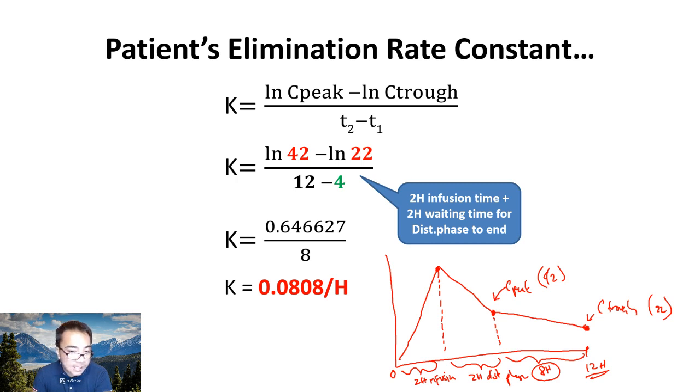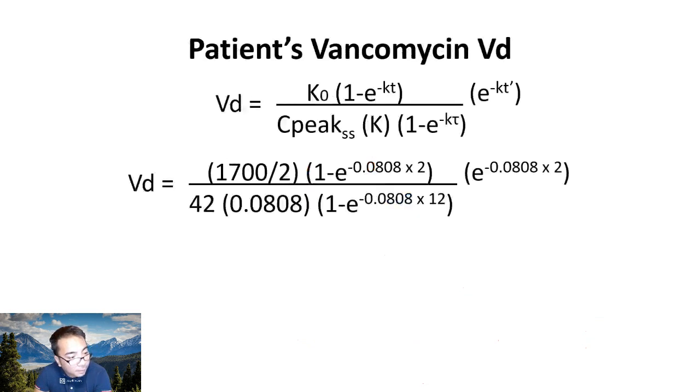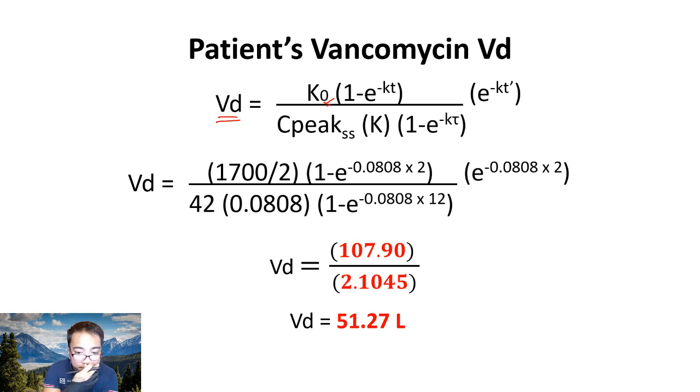Okay, so 0.646627 divided by 8 gets you 0.0808, which is the actual KE, elimination rate constant. Okay? So, the half-life would be 8.58. The VD, class, will simply be determined using this formula. It's just a transposition of our formula for determining C peak. So, the KO here would be the dose or the rate of infusion, which is 1,700 divided by 2 because our infusion time is 2 hours. That's 1 minus e to the negative KT. So, just apply the formula, class. The VD that comes out would be 51.27. Okay, that's the volume of distribution that we'll get.